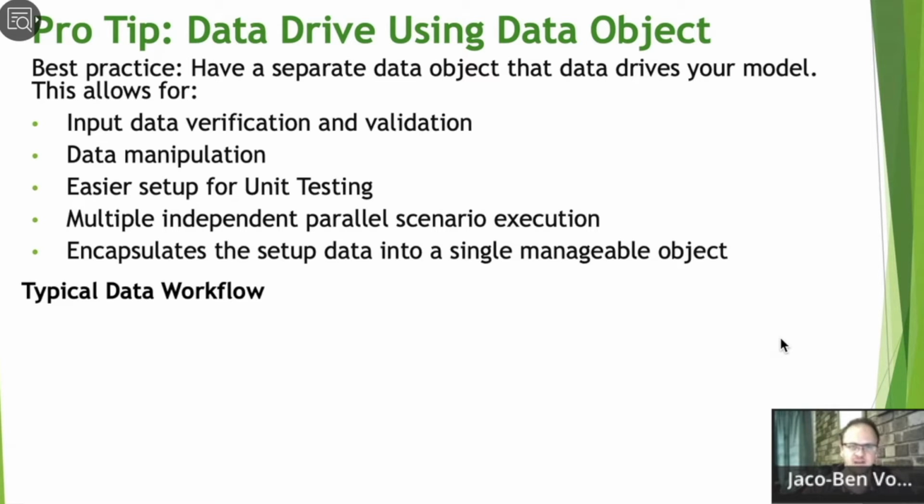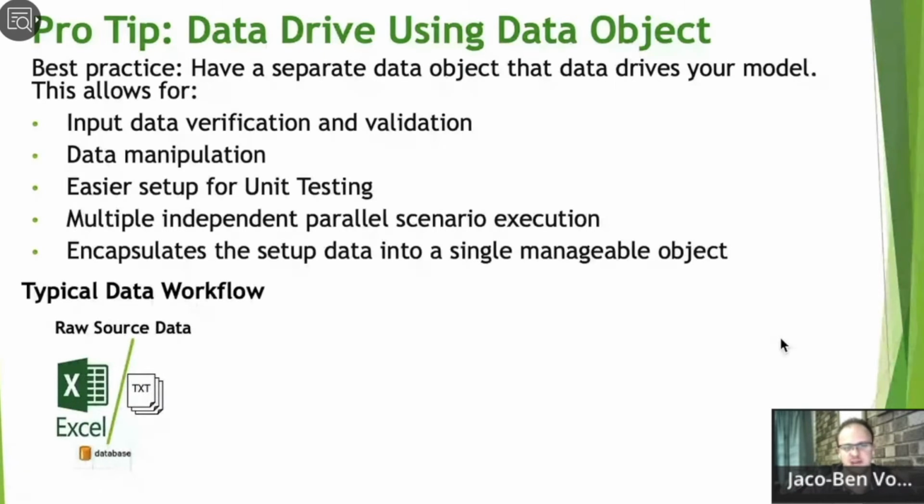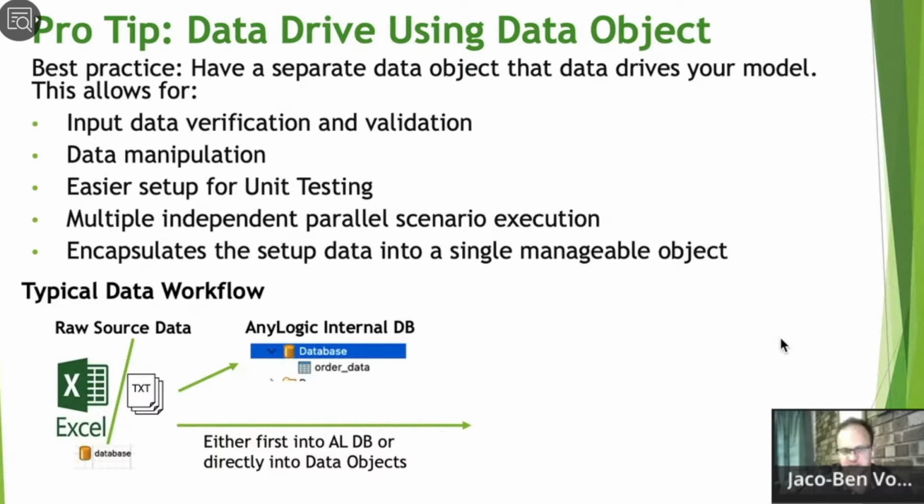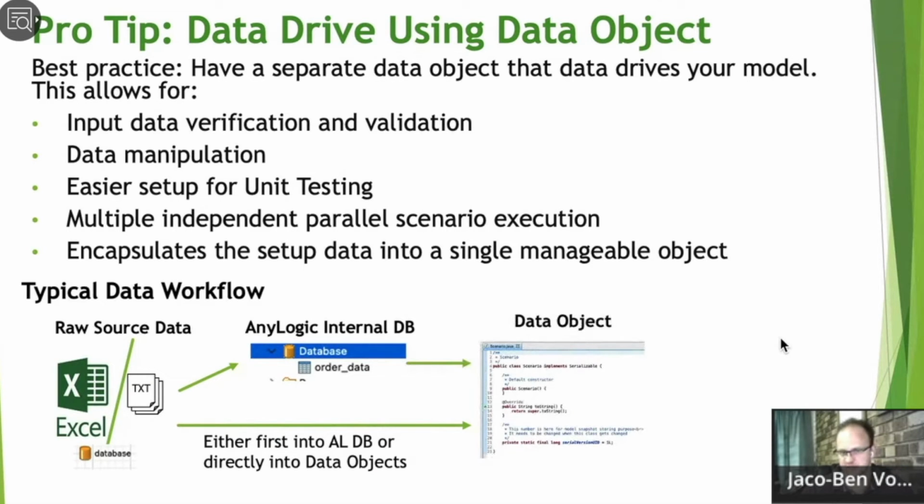And so the typical workflow that we follow in our model building is you've got your raw source data. So it's either Excel, text file, database, whatever it is, doesn't really matter. And like I said, I personally always try and get it inside the AnyLogic database. And the other option is to just move it directly into your data object. So what we've created here for this small example is a little Java class called Scenario. I'm not sure how comfortable you guys are with programming in pure Java. So this is just a very simple Java class. And I will show you the example when we get into AnyLogic.